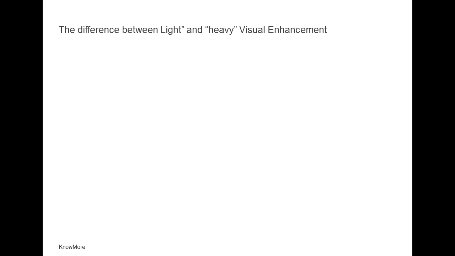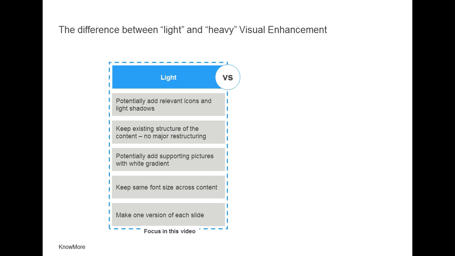Light visual enhancements means that you should potentially add relevant icons or shadow to the slide. And note that I say potentially. It means that this is not something you should do every time, but sometimes it will be appropriate to do it. It also means that you should keep the existing structure of the slide, and that means that the placement of the existing content should be the same. You should add supporting pictures that take up a minor part of the slide while adding a white gradient to it. You should make sure that the font size are the same on all slides. And lastly, you should only have one version of the input.